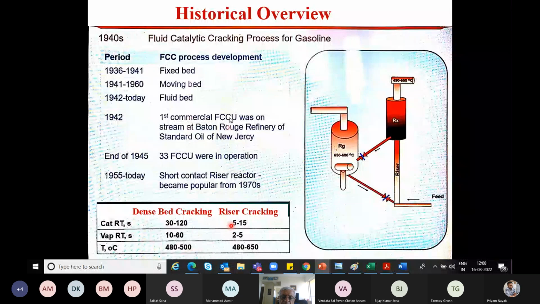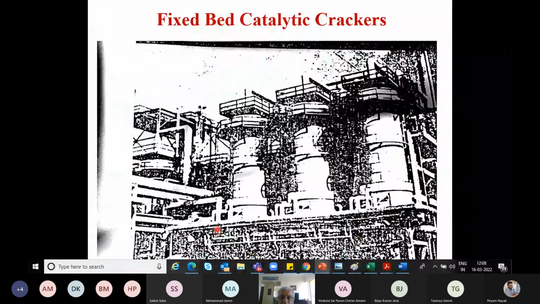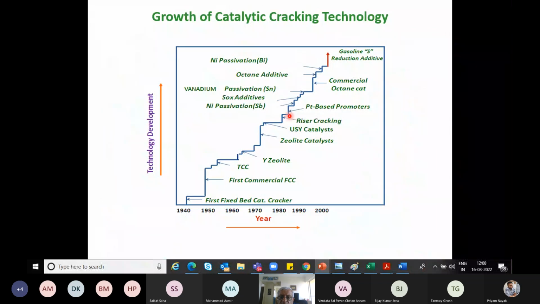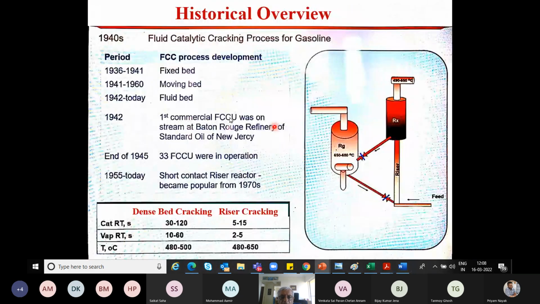So you can see that there is a big difference. And as I told you earlier in this picture, the riser crackers started to come in the late 70s and early 80s. Before that, it was all fluidized bed type of reactor, no riser cracking. So this was a major breakthrough which happened sometime around 1955, much after Shell installed the cracker in Chimbo.